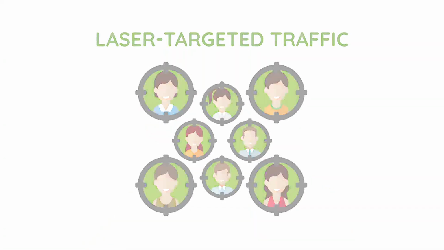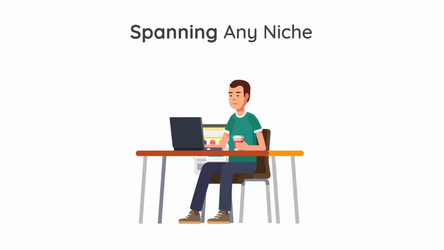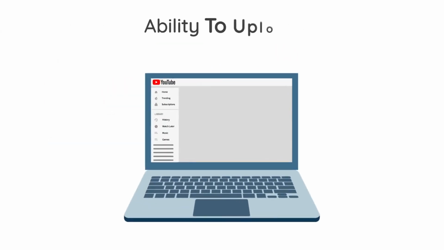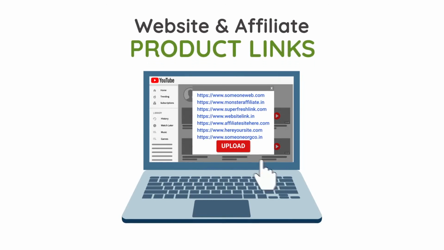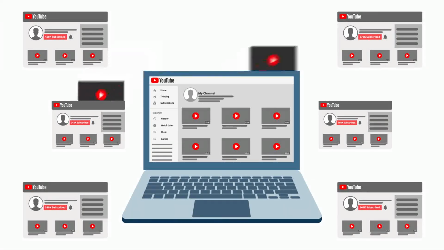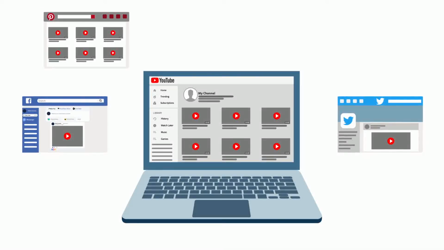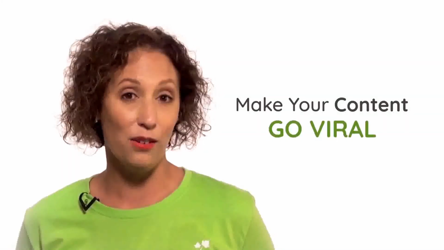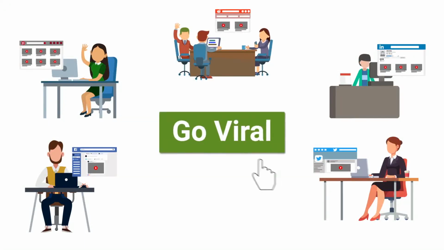What if you had the option to get laser targeted traffic and top shelf backlinks from a massive network of authority blogs spanning any niche you choose? Or the ability to upload videos and content with your website, affiliate, or product links onto hundreds of active YouTube accounts, and even sharing your content on thousands of real social media accounts on Facebook, Twitter, Pinterest, LinkedIn, and Reddit. Yes, you can absolutely make your content go viral, having multiple people sharing it on multiple social media accounts with just a click of a button.